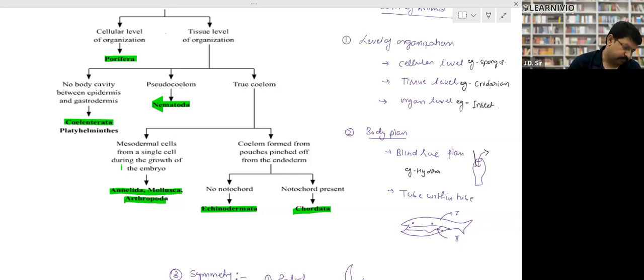Second, tube within a tube plan. Please make this small diagram.